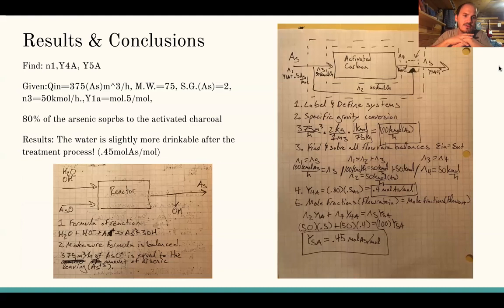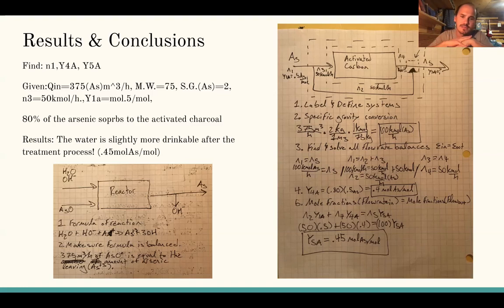We have H2O hydroxide together going into one chamber, and then we also have arsenious acid going in the other. The first thing we're going to do is simply write out the formula for the reaction. We're going to see that everything is 1-to-1 except for the hydroxide that comes out that reacts at the end. It's 3-to-1, but that's not totally important. We are told that 375 meters cubed per hour of ASO is entering the system. And we know because it's a 1-to-1 ratio that 375 meters cubed per hour is going to be exiting.